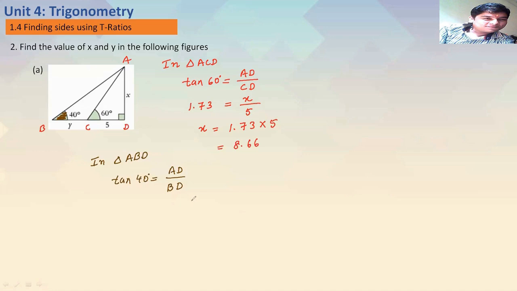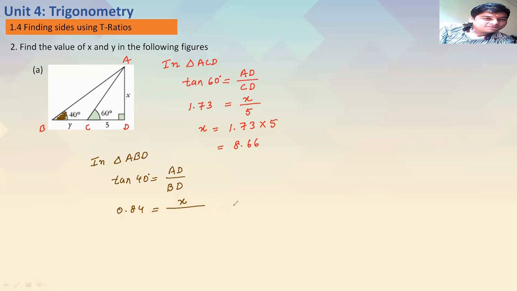It's 0.84. Very good. AD is x. Let it be x for now. And in the denominator, what are we going to have? BD? BD, do we consider the value 5? Not only 5. BD is Y plus 5.